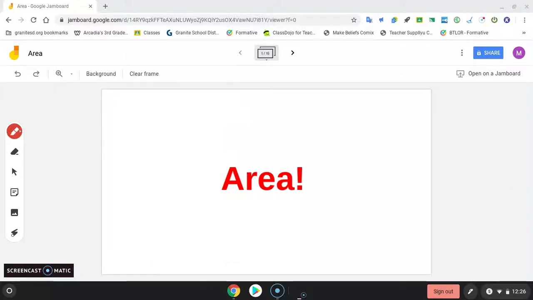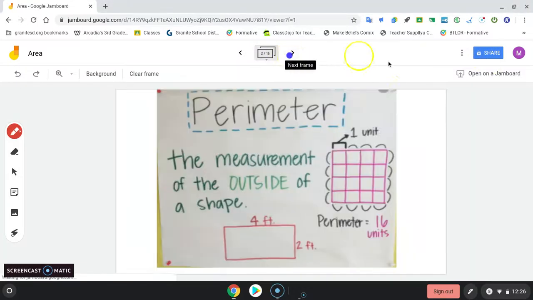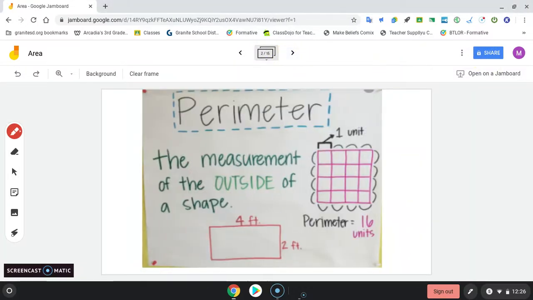Today we're going to talk about area. But first I want to review perimeter. So you just got done with a couple perimeter assignments. And remember, perimeter is the measurement of the outside of a shape.